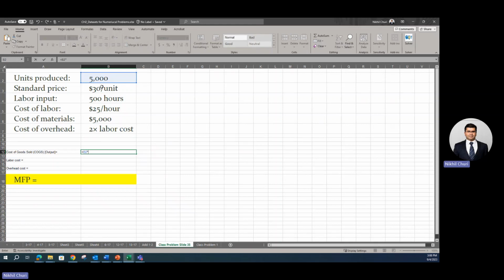I might get an error because it's not purely a numerical value over here, but let's see. Yeah, like I expected, there might be. So here I will change something. Standard price per unit, and I will take the text out of here. 30. Now I'm getting it. So the total cost of goods produced or cost of goods sold, whatever it means, is given by 150,000. So that's how I calculated. Next one also, labor input. I will say bracket hours.